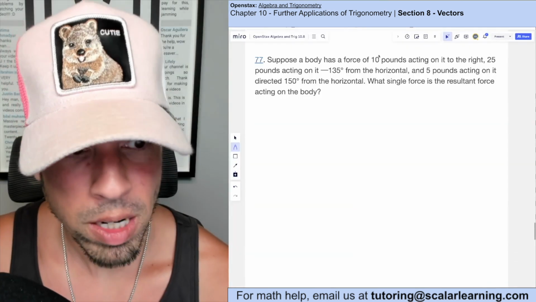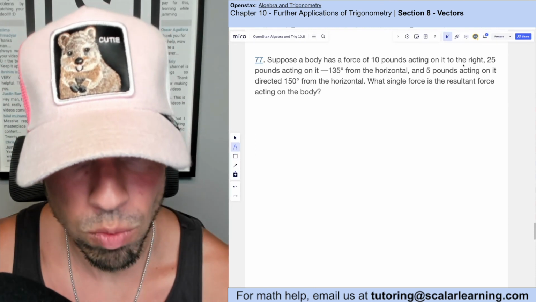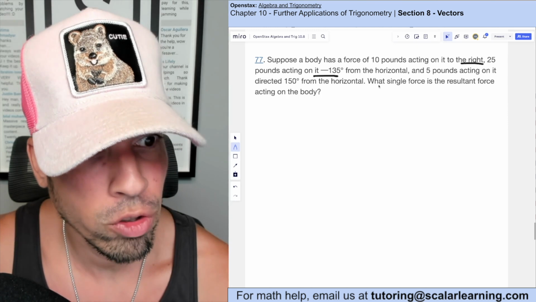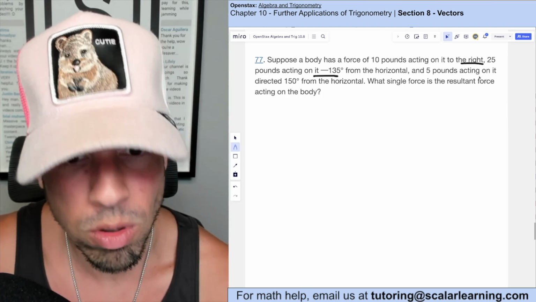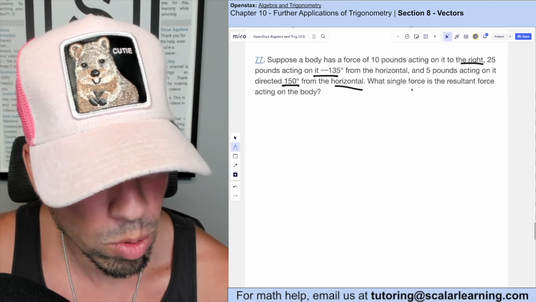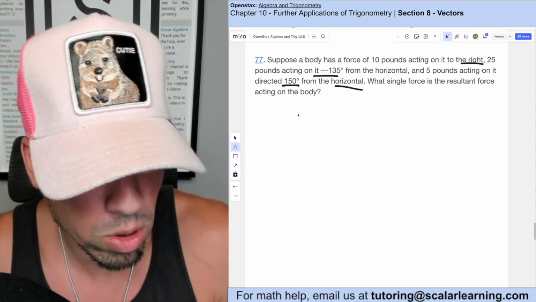Done. Suppose a body has a force of 10 pounds acting on it to the right, 25 pounds acting on it from negative 135 degrees from the horizontal, and 5 pounds acting on it directed 150 degrees from the horizontal. What single force is the resultant force acting on the body?